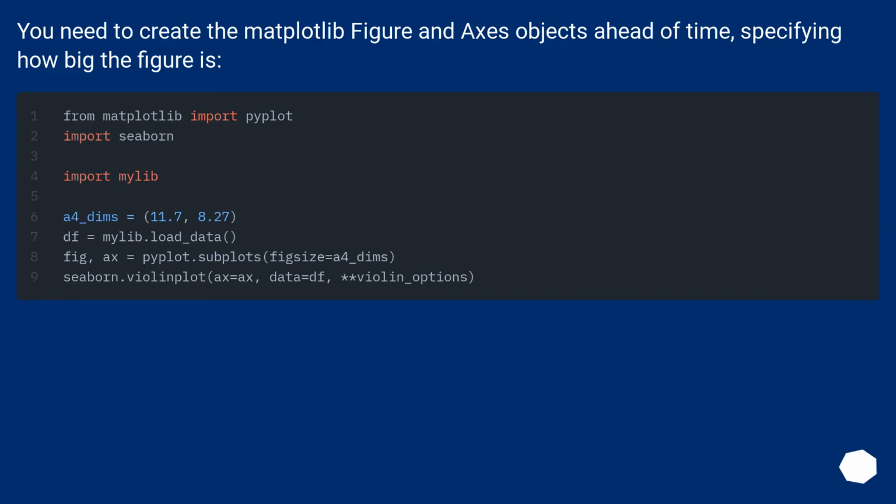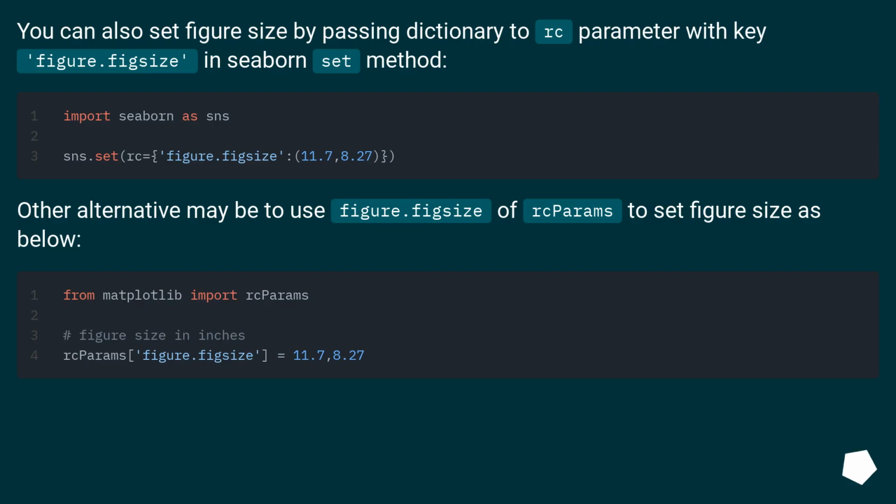You need to create the matplotlib figure and axis objects ahead of time, specifying how big the figure is. You can also set the figure size by passing a dictionary to the rc parameter with the key figure.figsize in the seaborn set method. Another alternative may be to use figure.figsize of rcParams to set the figure size as below.